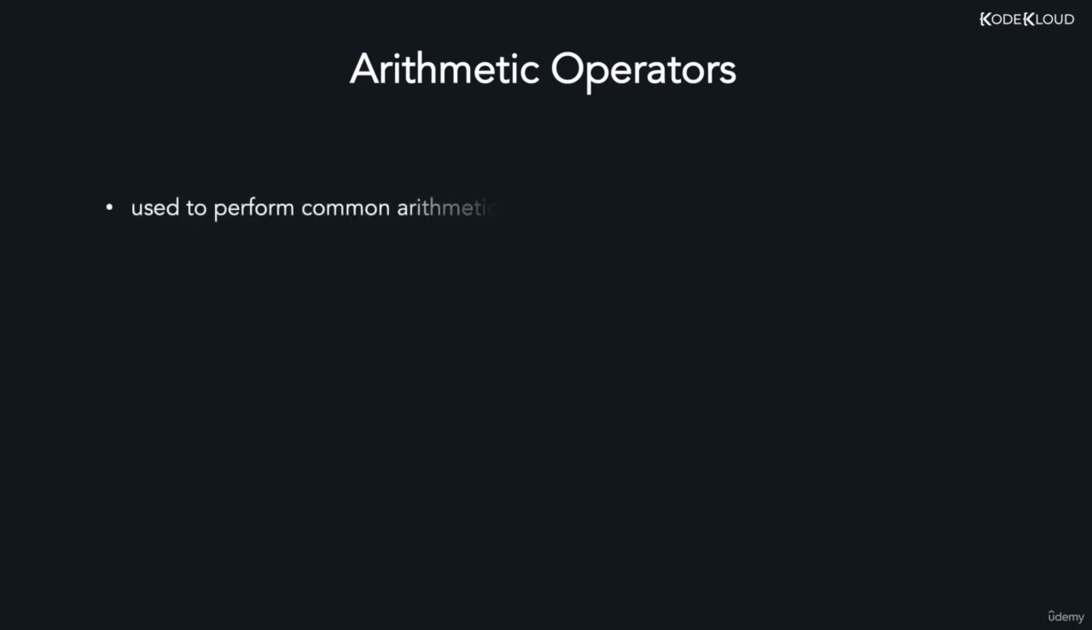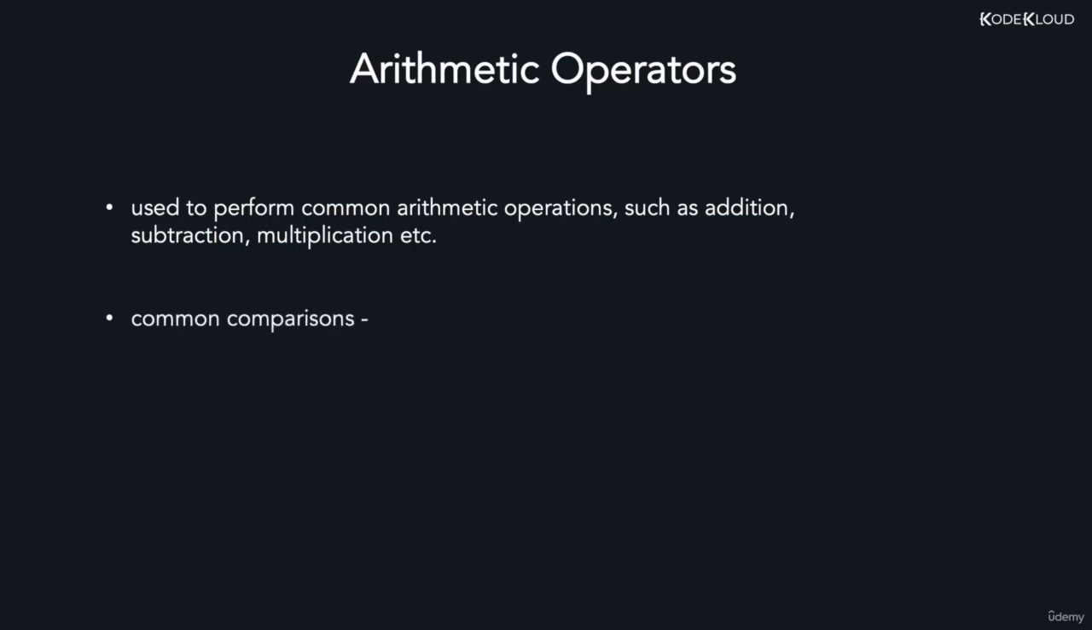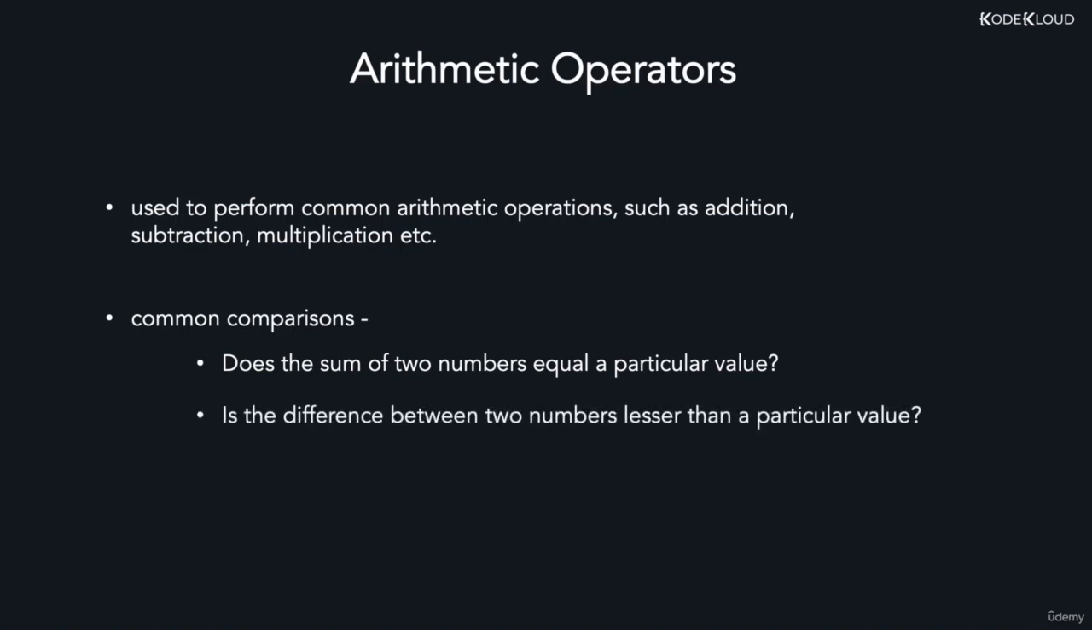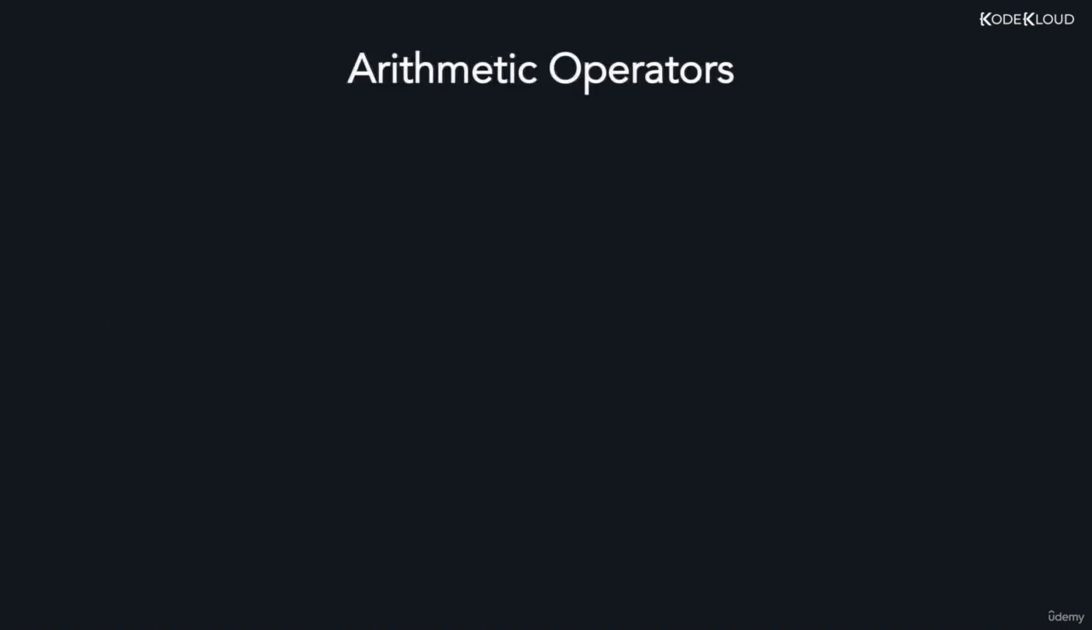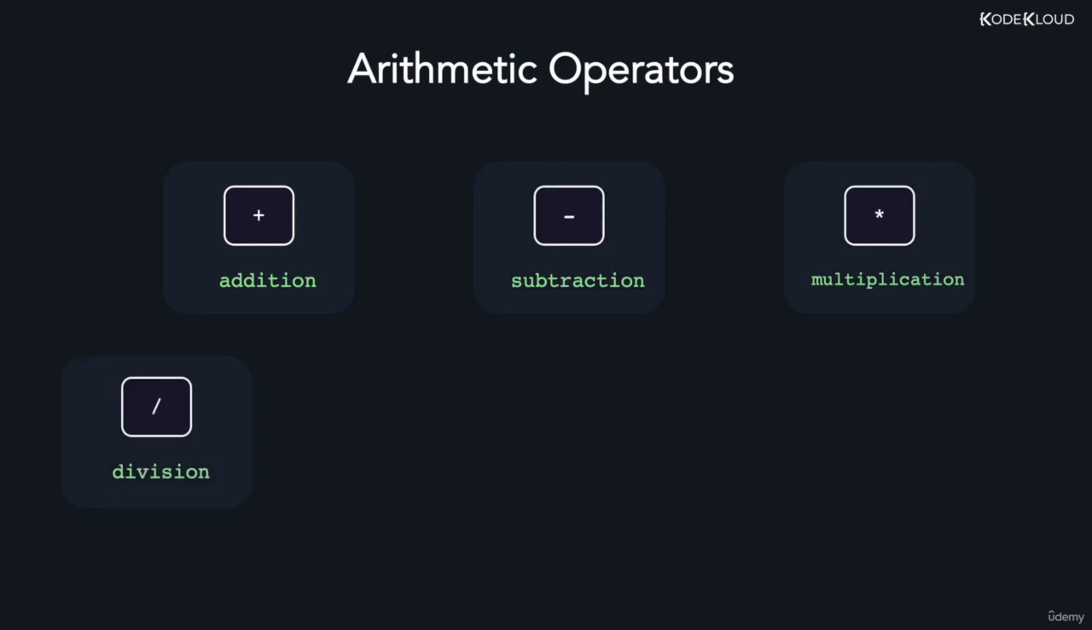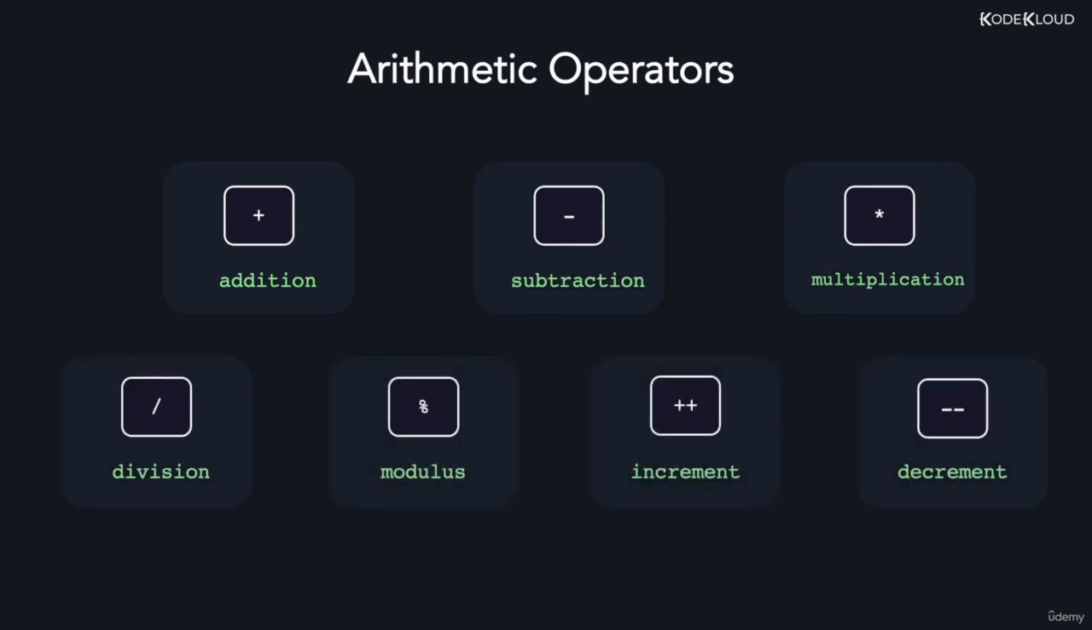These operators are used to perform common arithmetic operations such as addition, subtraction, and multiplication. Some common arithmetic comparisons that are used in Boolean statements include: does the sum of two numbers equal a particular number? Or is the difference between two numbers lesser than a particular value? And so on. We have the following arithmetic operators in Golang: addition, subtraction, multiplication, division, modulus, increment, and decrement. Let's understand these operators with some examples.